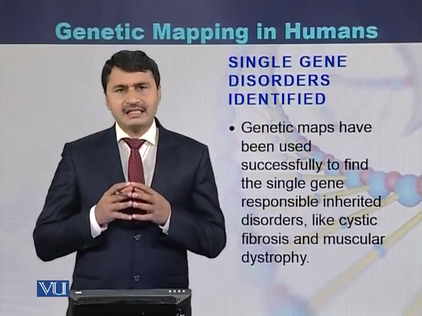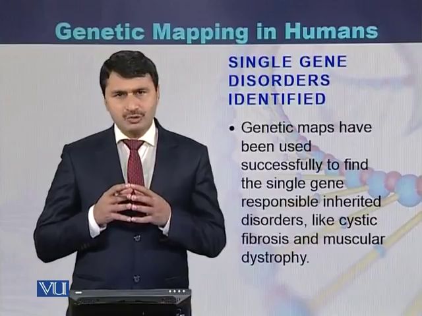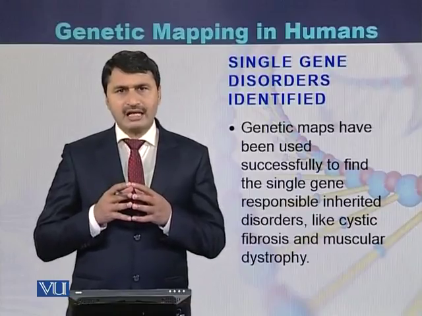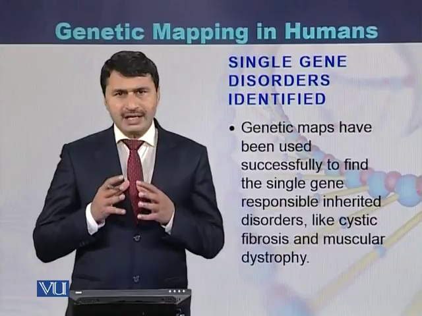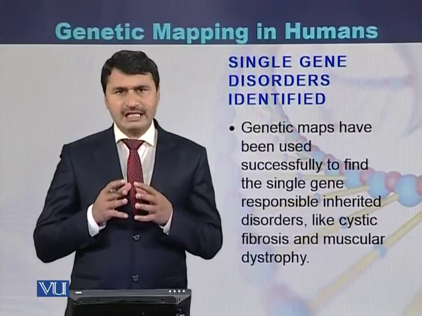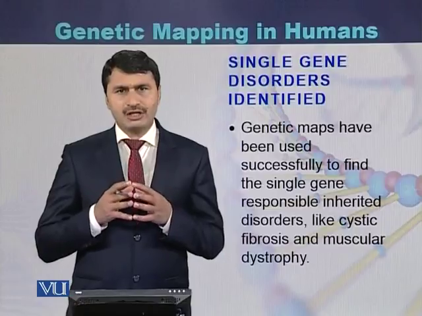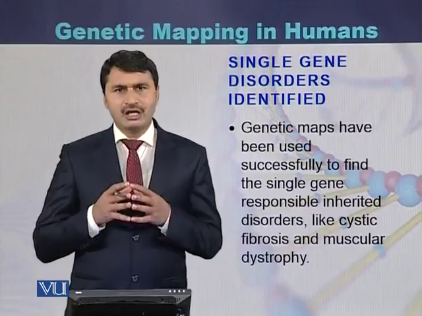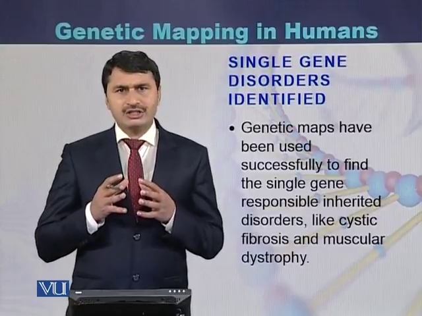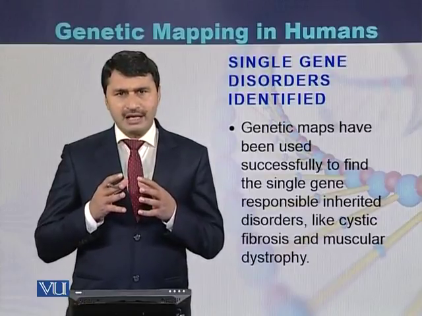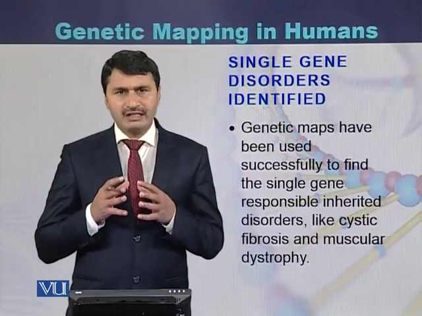There are many single gene disorders in humans and in other animals that have been identified with the help of linkage analysis. The most common diseases are Duchenne muscular dystrophy, retinitis pigmentosa, and hereditary hearing loss. These are all single gene disorders that have been identified with the help of linkage analysis or genetic mapping.